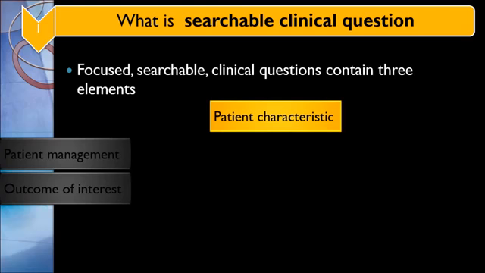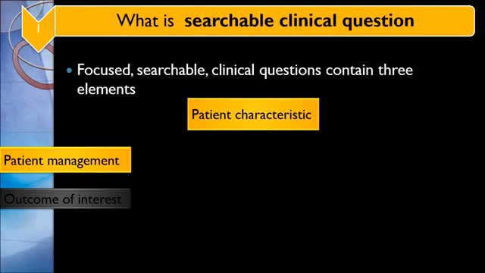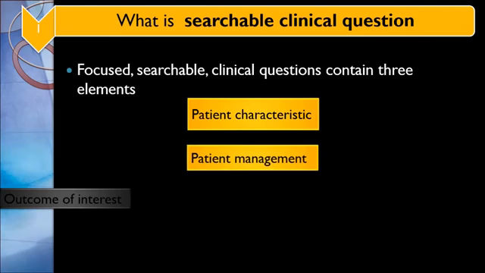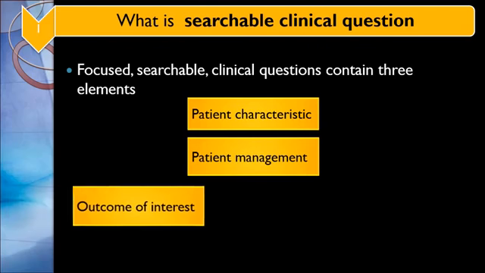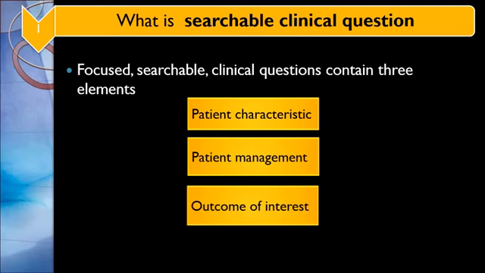So the question, you should be able to say, I want to know about adults who have cerebral palsy and who have undergone orthopedic surgery. So you want to know what kind of management you're thinking about. And what is the outcome of interest? I want to know if adults with cerebral palsy undergo orthopedic surgery, are they going to be able to walk better? So, the patient characteristic is adults with cerebral palsy. Patient management is orthopedic surgery.